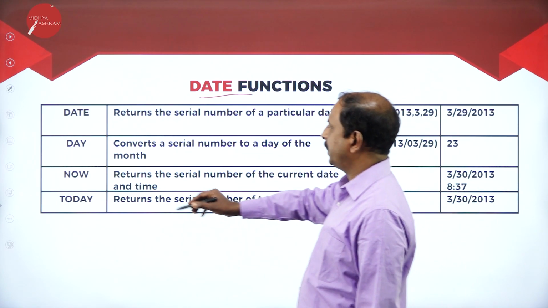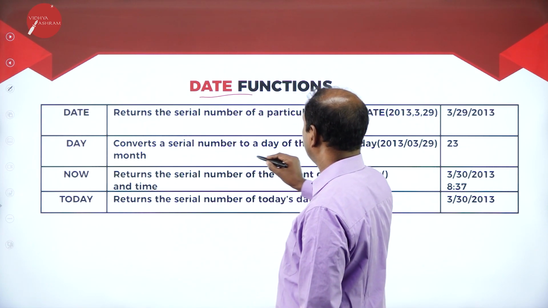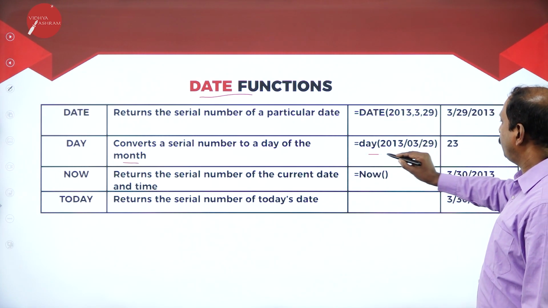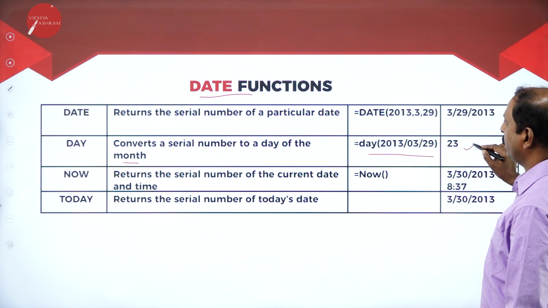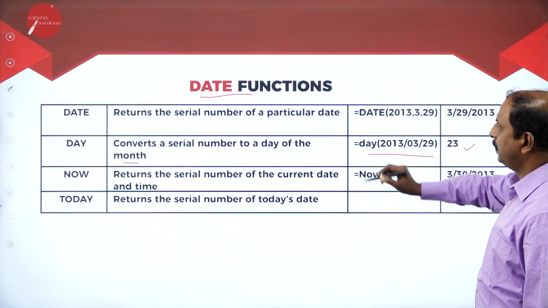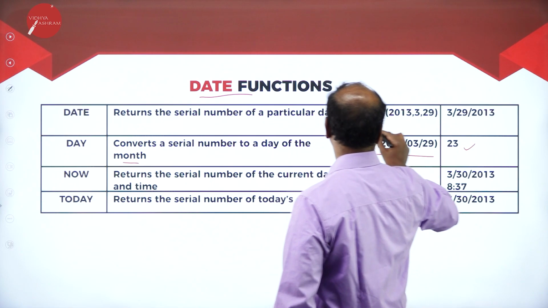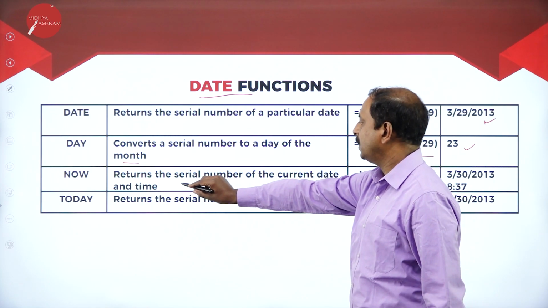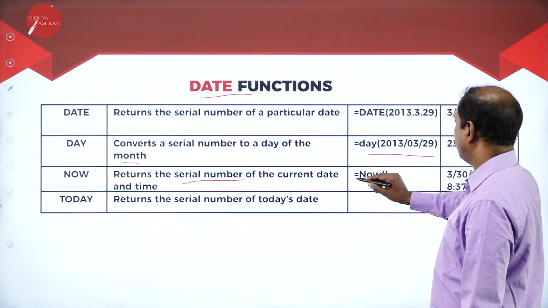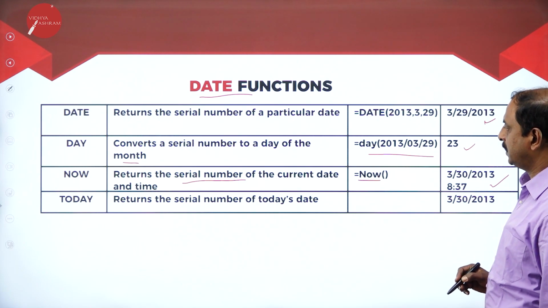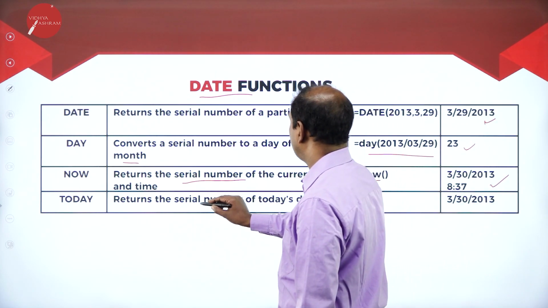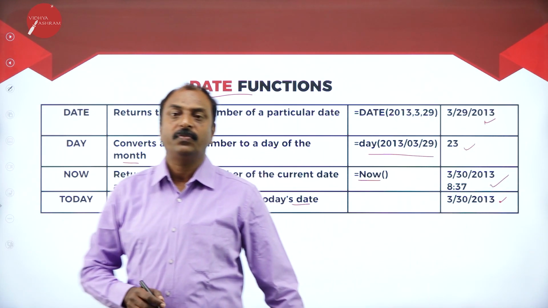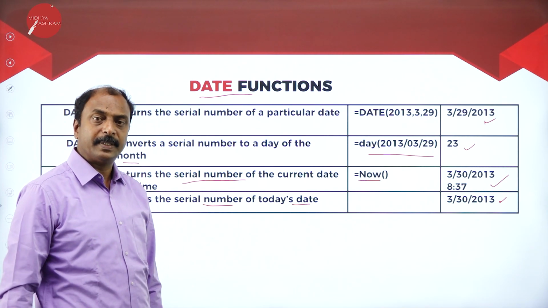Next, date functions. Another type of function is the date function. We have a few date functions. The DAY function converts the serial number to a day of the month. For example, this is the day of the date, and it returns the value 23. Similarly, the DATE function returns in that format. The NOW function returns the serial number of the current date and time. For example, this is the result. And TODAY returns the serial number of today's date. This is the example. So these are all different date functions that can be used in MS Excel.